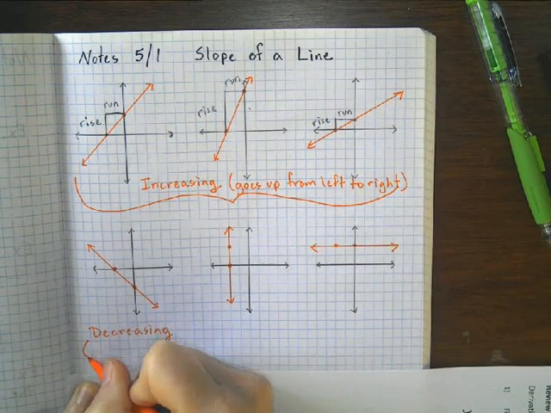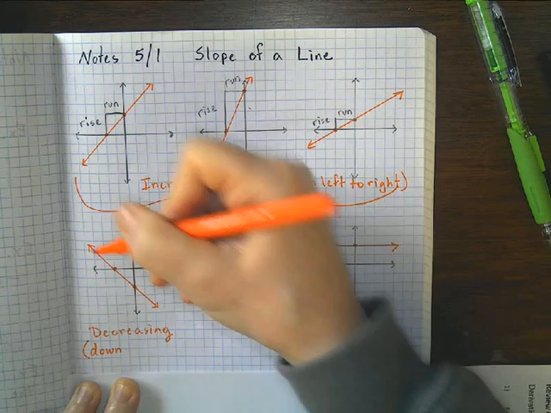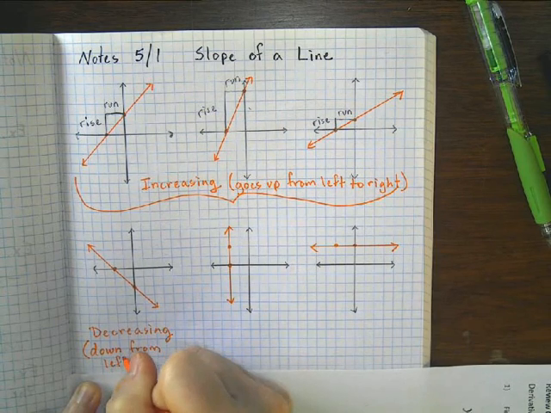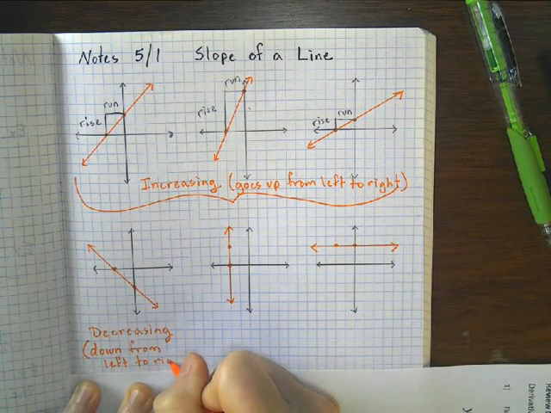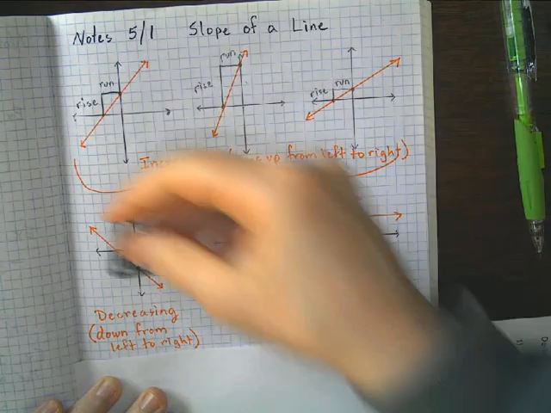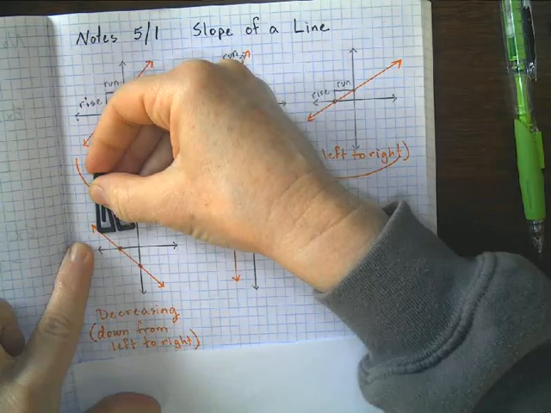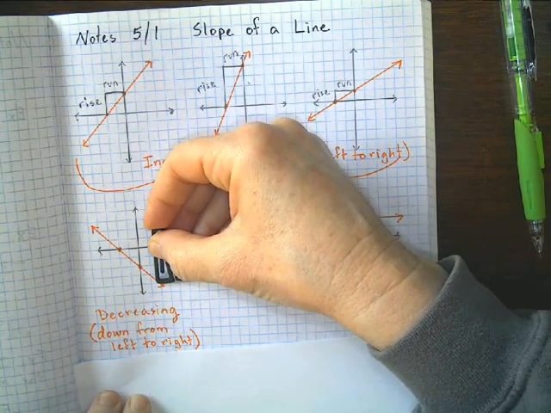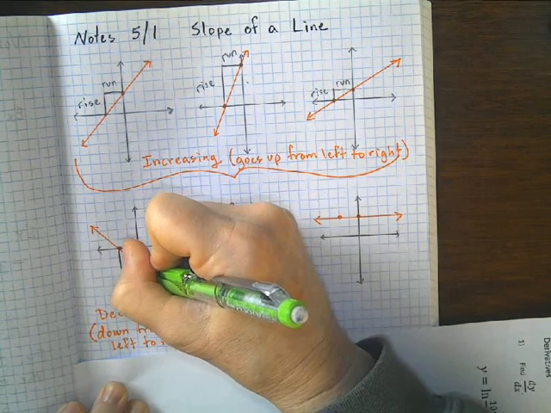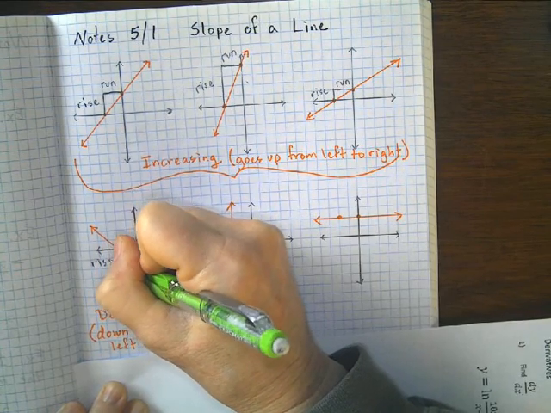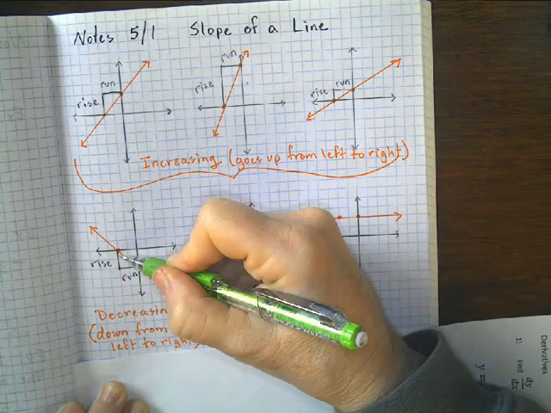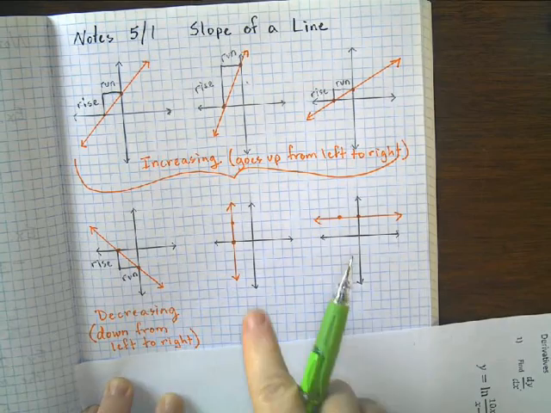Decreasing means it goes down. It's going down from left to right. We always go left to right. We always start on the more negative and work towards the more positive, left to right. That's decreasing. So here, I would have to go down first. We still call that the rise, even though it's going down. And to the right, which is the run. Rise and the run. Okay, what about this one?